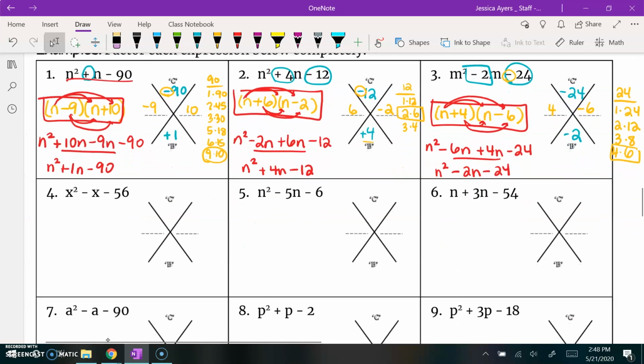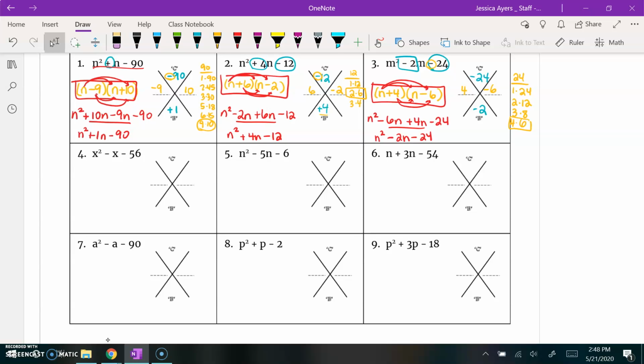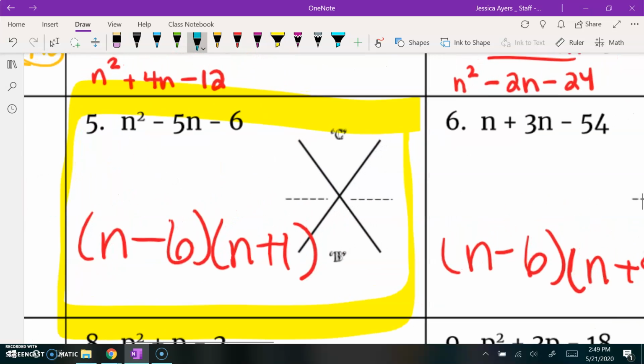So now take some time and do the next 6 problems, making sure to watch your signs and come back to check your work. Here are all the answers for those 6 problems. The only one I want to really talk about is this number 5, and here's why. Number 5 is one of those tricky ones.